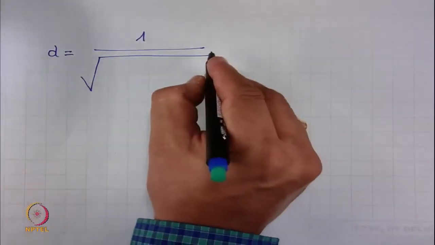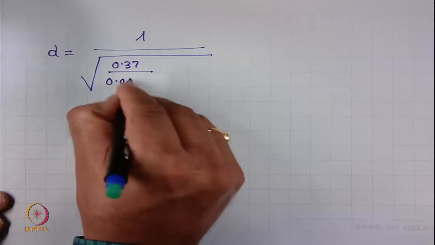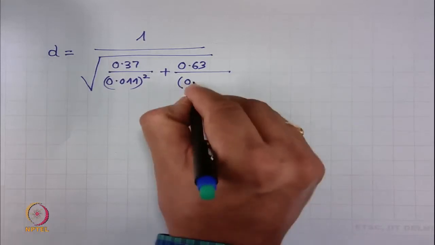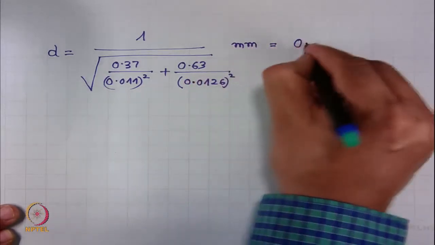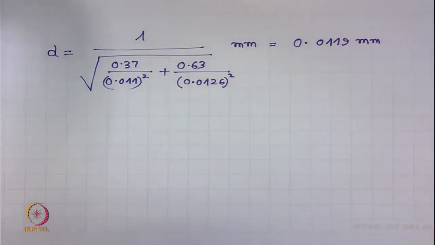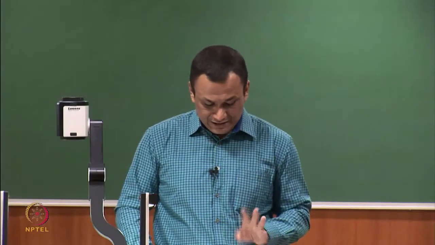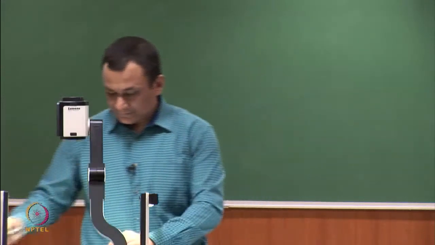D will be equal to 1 by square root of V1, V1 was 0.37, D1 square, D1 square is 0.011 squared, plus V2 0.63, D2 square, 0.0126 square, in millimeter. So, this value will come 0.0119 millimeter, that is roughly equal to 11.9 micrometer. So, this was the fifth characteristic. We obtained the mass fractions and volume fraction. Also, we obtained the length fraction.